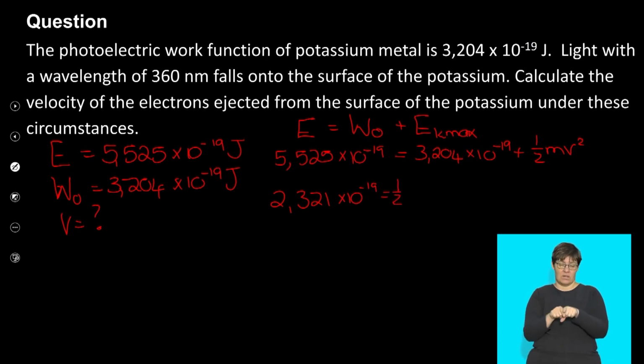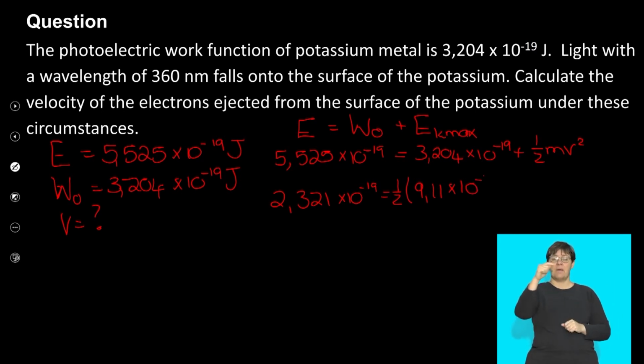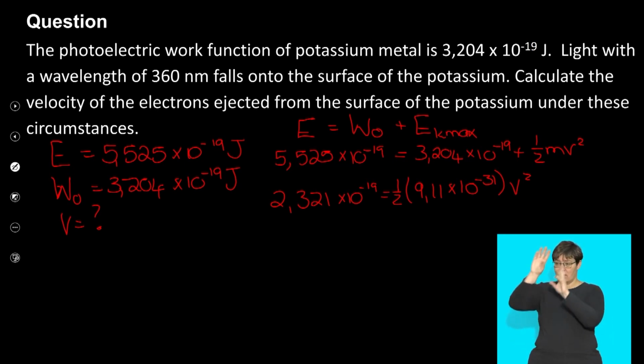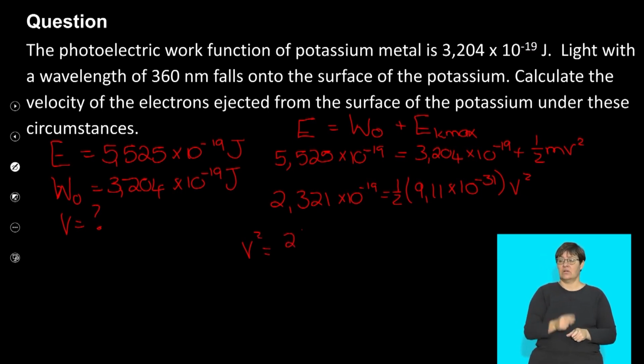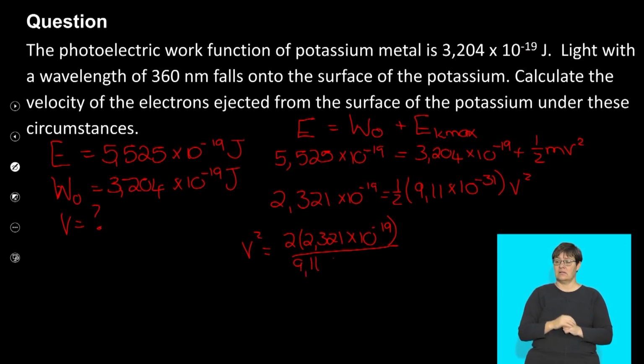So that's a half mv squared. Now the mass of an electron given to you on your information sheet is 9,11 times 10 to the minus 31. It's very small. Okay. I need to take this over. So v squared is going to be 2 times 2,321 times 10 to the minus 19 divided by 9,11 times 10 to the minus 31.